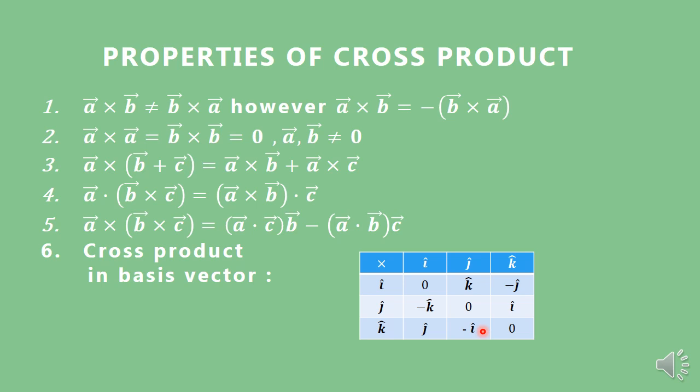Now, what is the easy way to find or to memorize the cross product in basis vectors? It is using this kind of circle like this. This is I, J, and K, and the direction of the circle is clockwise. So if I cross J, the answer is K. K cross I, the answer is J. What happens if we cross it in reverse? J cross I, the answer is K, but in the opposite direction, so negative K. So this is some of the properties of cross product.